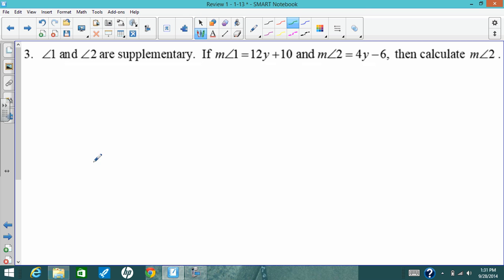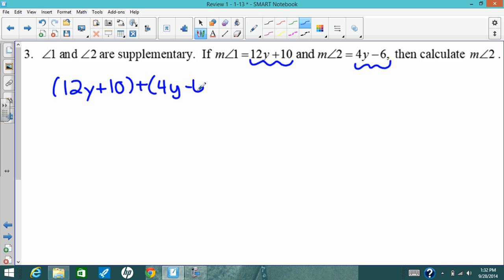Number 3, we're told that angle 1 and angle 2 are supplementary. Supplementary means they add up to 180 degrees. So that means that this measure of angle 1 and this measure of angle 2 should add together and equal 180 degrees. We're going to solve for y, and then we can calculate the measure of angle 2.